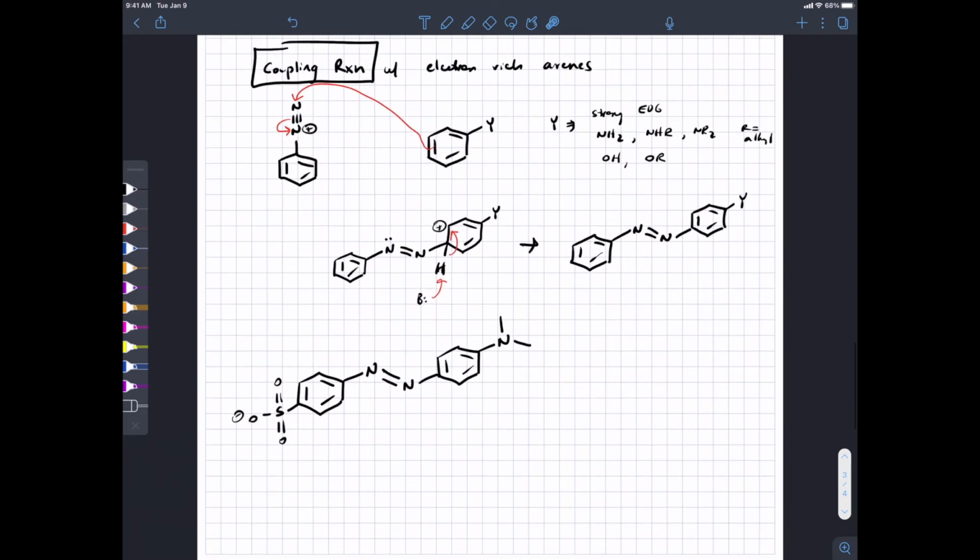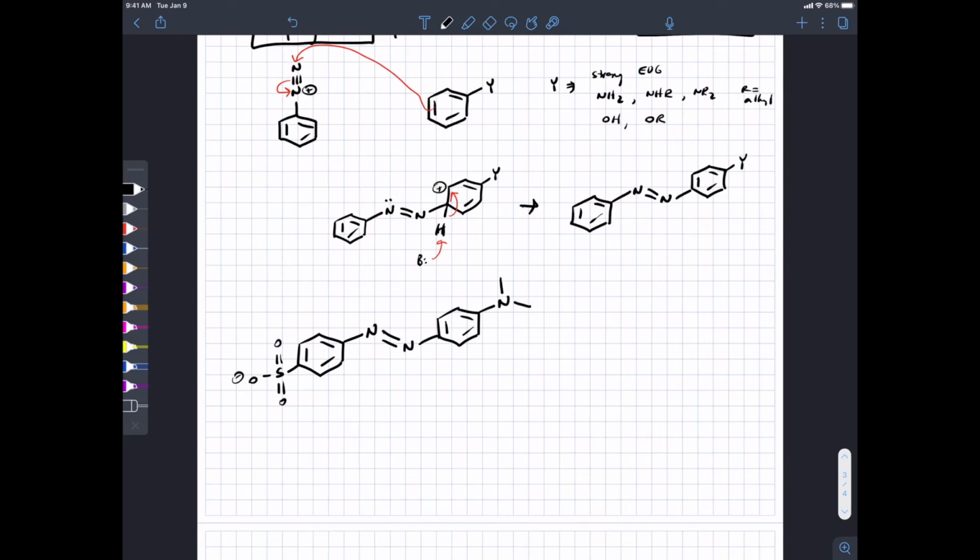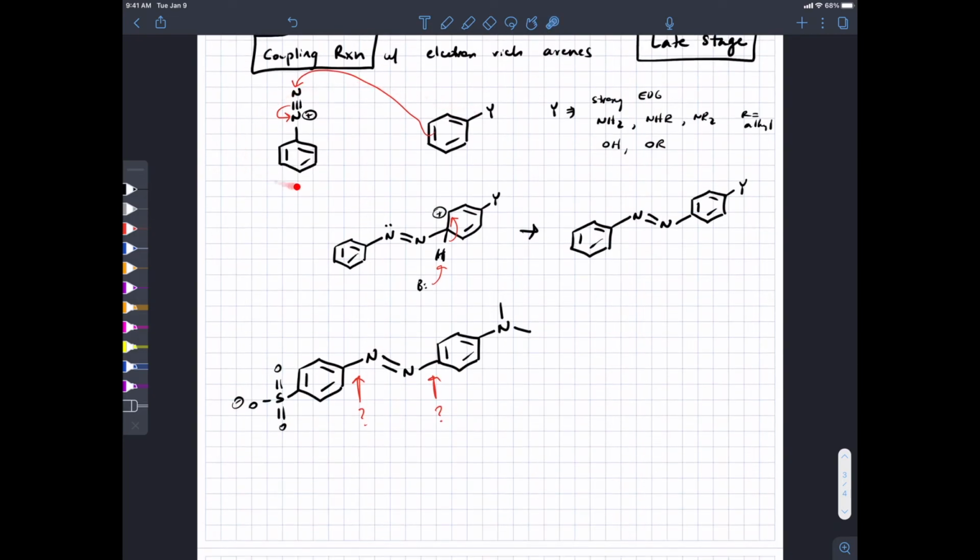So when looking at a product like this, usually you want to do the coupling reaction at a late stage after all the functional groups are in place. We need to decide which of these bonds between carbon and nitrogen we made. Did we make that one or that one? And the principle your text uses relies on this electrophilic aromatic substitution reaction. You want the diazonium salt to be the electrophile, and you want your other benzene ring to be the nucleophile, and you want it to be electron rich.